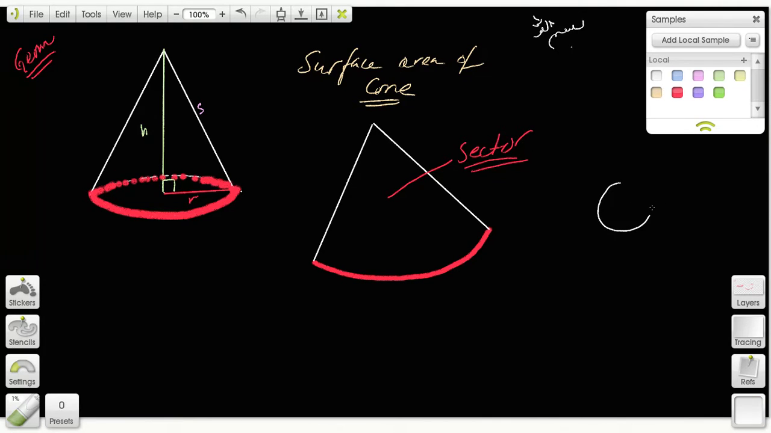Now, if you remember what a sector is, it's like a slice of pizza. That's what a sector is. It has two sides that are the radius of the circle, and this side is an arc. So this is an arc, and those are the two sides. So what you get when you open up a cone is actually a slice of pizza, which in geometry is called a sector.